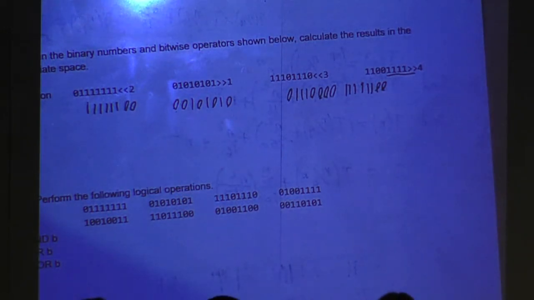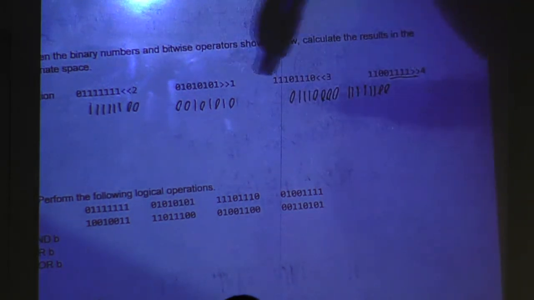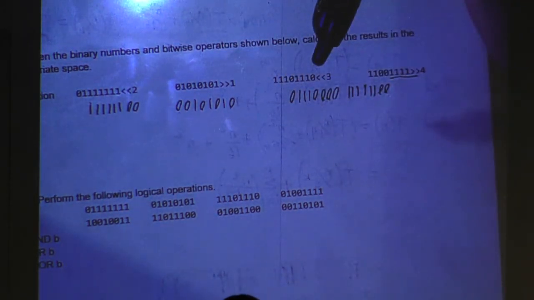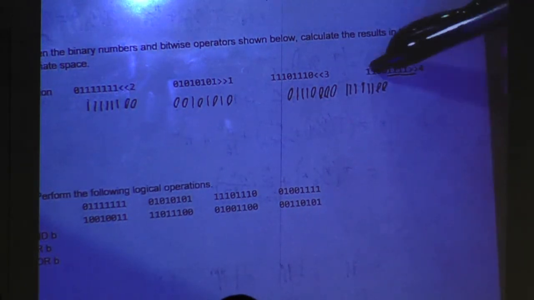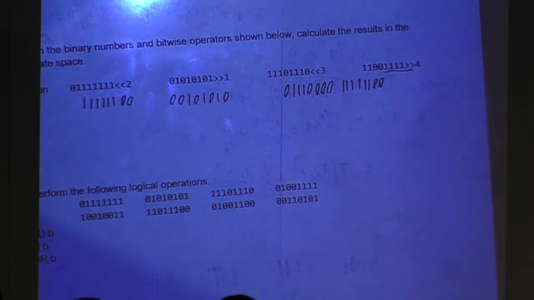Yep. So in the test, if we have a question like this, is it going to say that it is signed? It would say whether it's signed or unsigned. And if it's unsigned, you always shift in zeros. If it's a signed number, then you have to take this part into consideration, the sign bit.